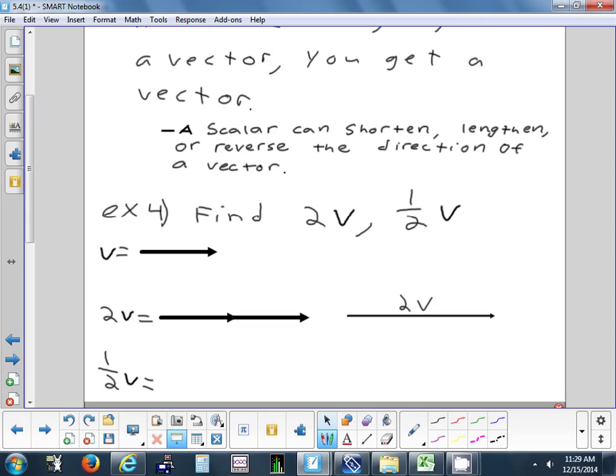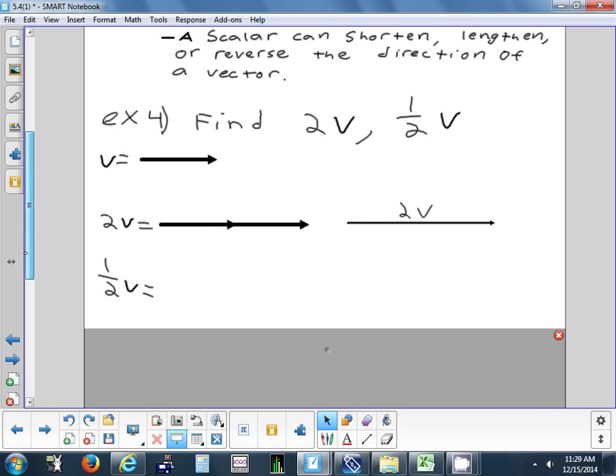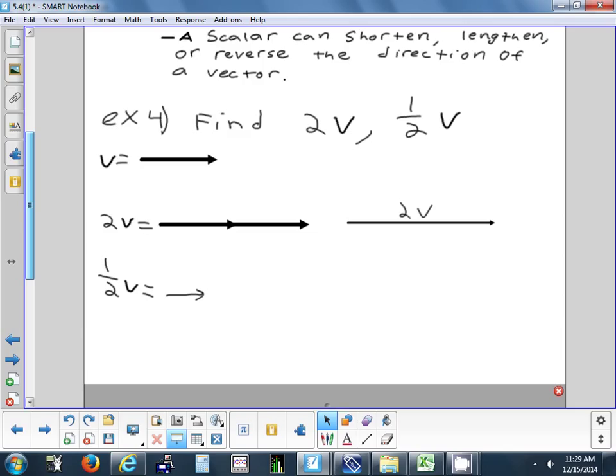Okay, how about half v? Zach? It would be half the size of v. How about the direction compared to v? Same way. Same direction, yep. Okay, half v, I don't really have any way I can shrink a vector easily, so I'm just going to have to estimate best I can. So there's half v. Okay, same direction, half as long.